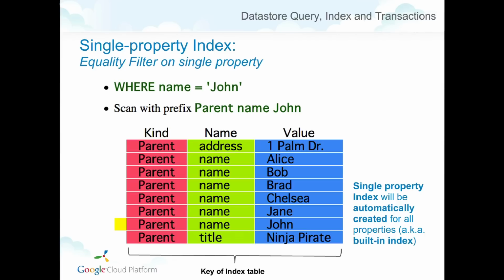And if you execute a query like this, then it'll be converted and executed as a range scan on this index table, or an index scan for a key, for a parent, name and John. This is actually a key of the index table. So these are the keys of the index table, and there should be a value, which is the key for another table.